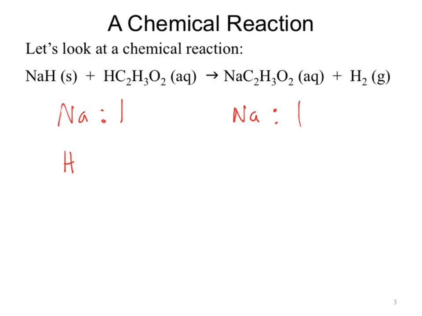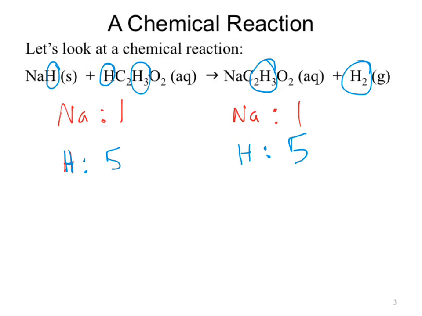How many hydrogens do we have on the reactant side? 3, 4, 5. Product side? 2 and 3, 5. So our hydrogens are balanced. What's the next thing we could balance?